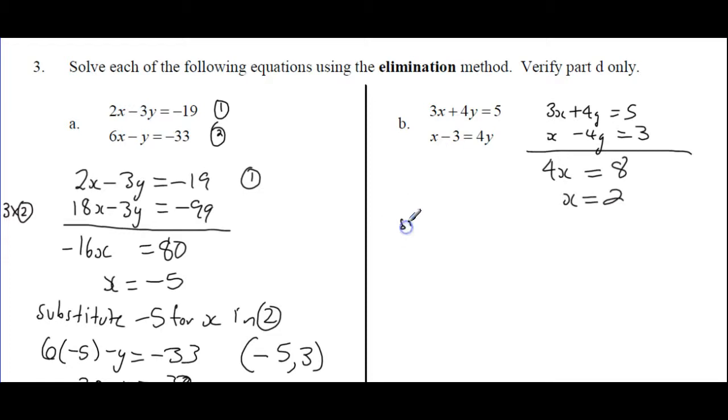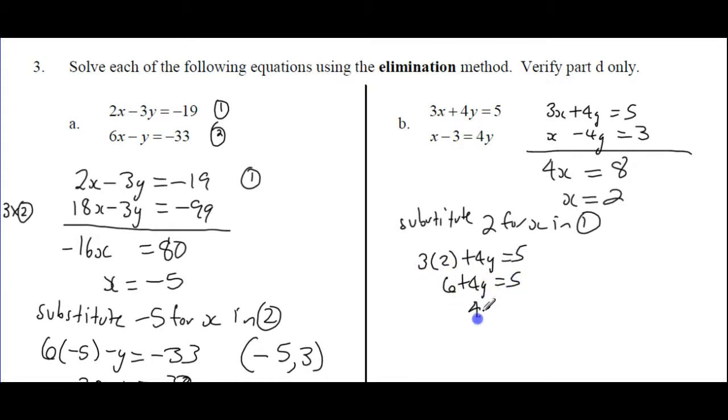We're going to substitute 2 for x in, doesn't matter, so I say equation 1. So 3 times 2 plus 4y equals 5. 6 plus 4y equals 5. 4y is negative 1, and y is negative 1/4. So the solution is 2 and negative 1/4.